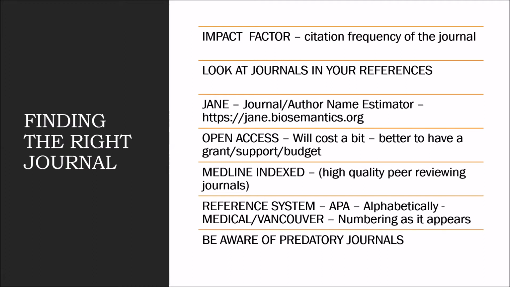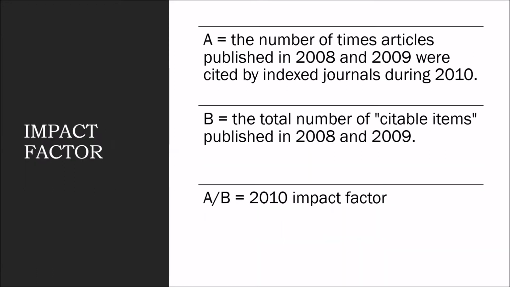The reference system, the APA system, is that in the manuscript, in the text, you have the name of the person and the year. And then the last names of the people will be alphabetically listed in the reference list at the end of the document.